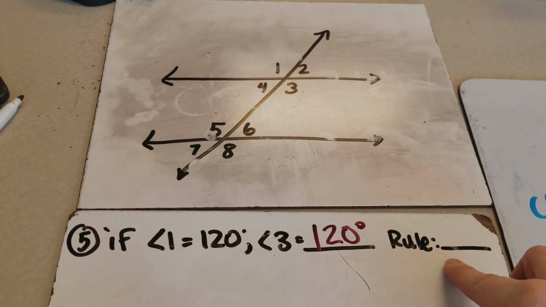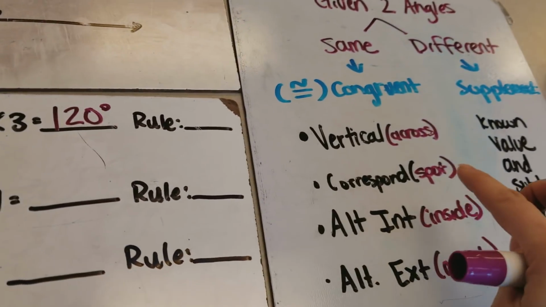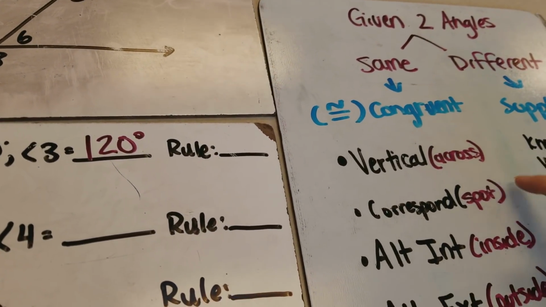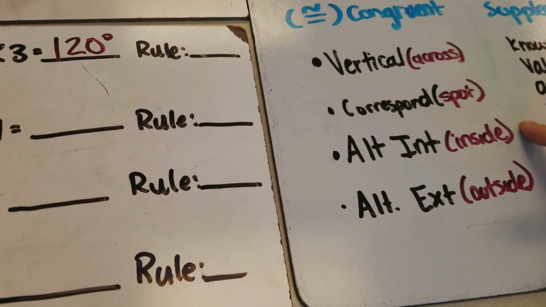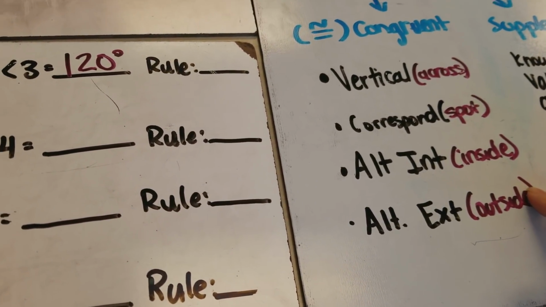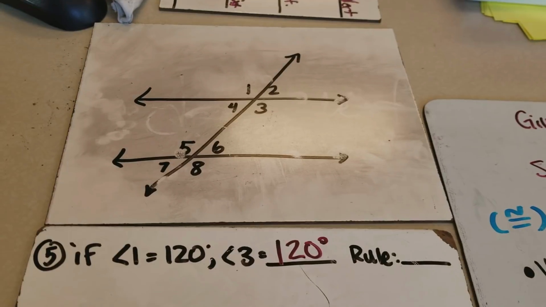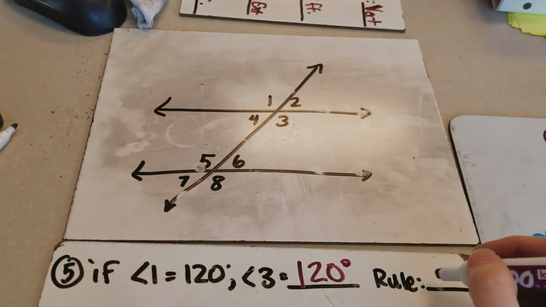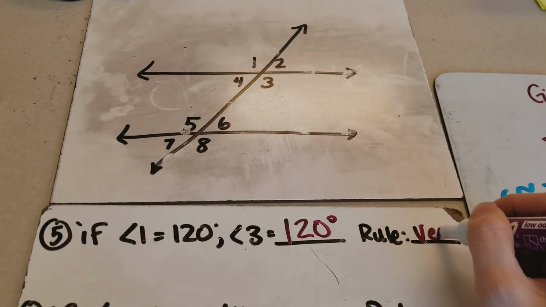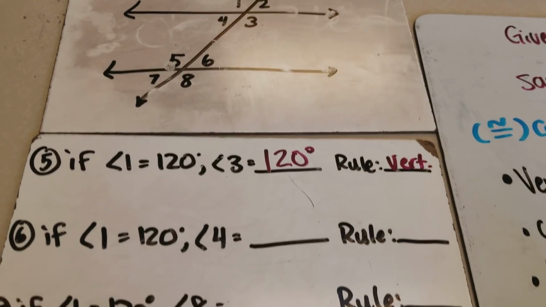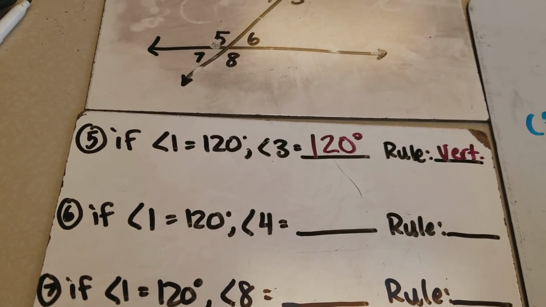But you do have to give the rule. So why are they the same? Are they across from each other? Are they in the same spot? Are they both inside the parallel lines? Are they both outside the parallel lines? They're just right across from each other. So that must be the rule. Vertical.